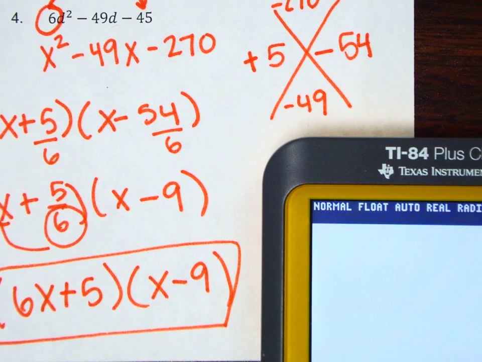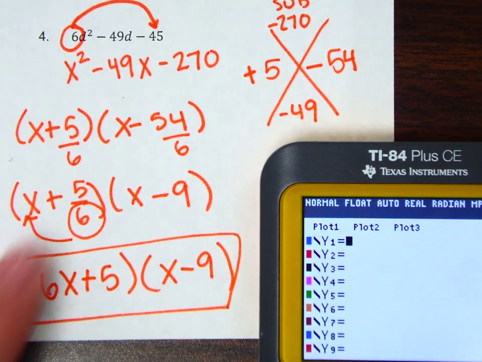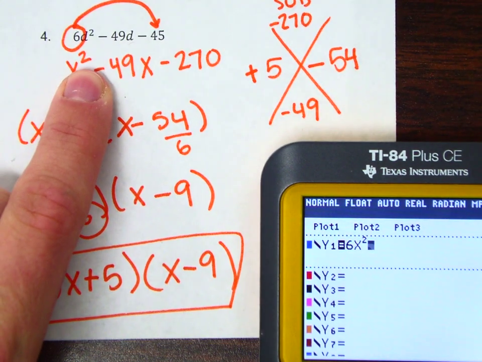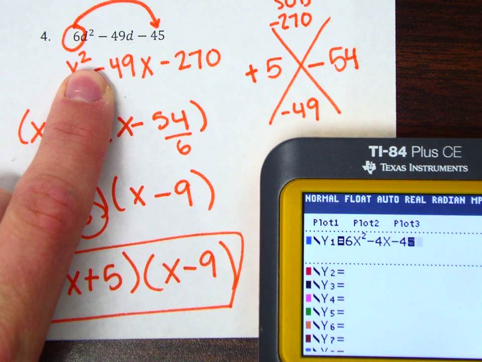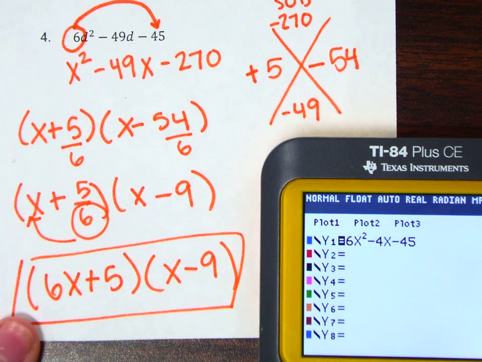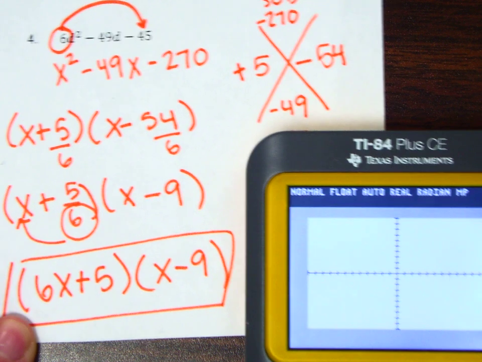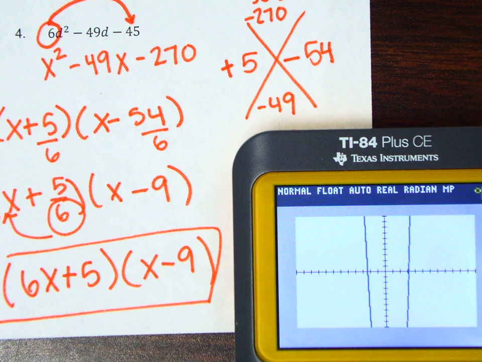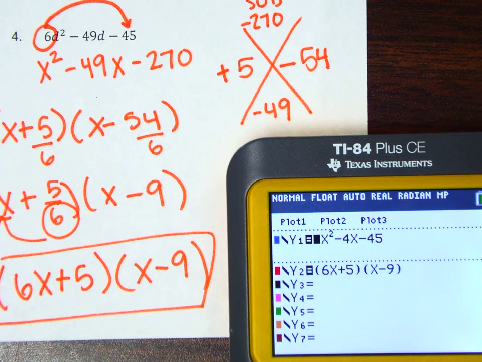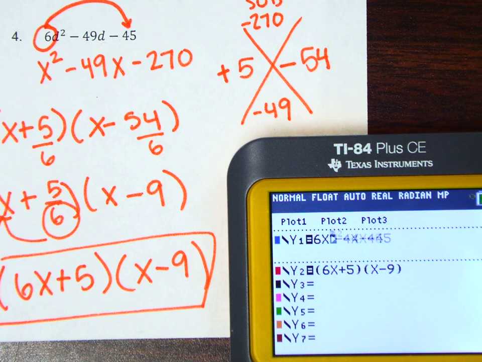All right, so calculator trick, just like the other ones. If you type in your original problem, 6x squared minus 49x minus 45, and you type in your answer choices, 6x plus 5, x minus 9. There's your problem. What did I do wrong? Oh, I know I did something wrong because it didn't match up. I didn't put the 49 here.